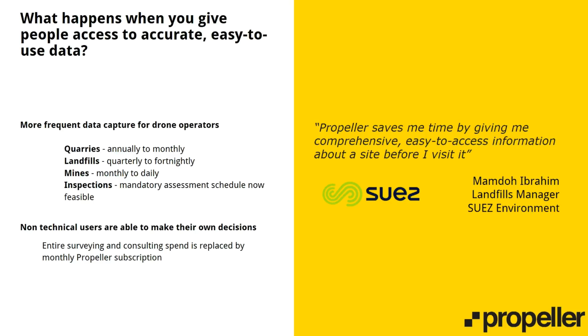these bigger companies. In the quarries, we're seeing annual or biannual surveys turn into monthly, landfills quarterly to fortnightly, mines going daily, and with inspections, people are actually having the opportunity to do all the inspections that they're required to do by law. There's a lot of helicopter-style inspections that aren't even necessarily done because it's too dangerous or too hard or too expensive.